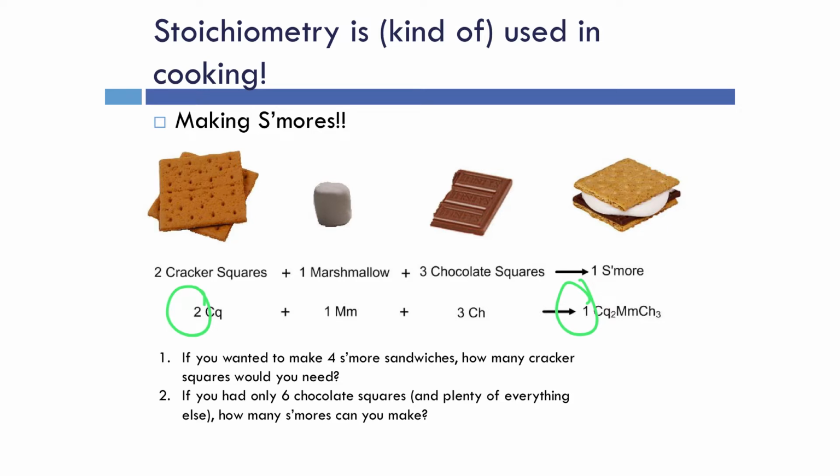Another way to do it is, if you had 6 chocolate squares, you want to know how many s'mores you can make. In this case, for every 3 chocolate squares, we can make 1 s'more. So if we start with 6, how many can we make? Well, this is an easy example because we're dealing with nice whole numbers, but we're going to be getting into grams and moles, and so we're going to have to follow a very specific process.